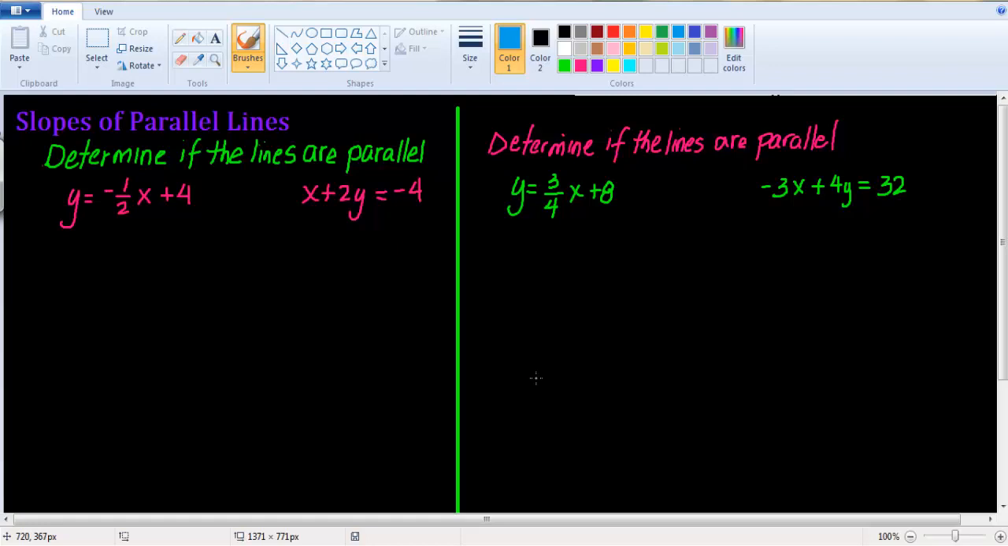This is part 2 of slopes of parallel lines. In this video, we're going to discuss 3 different examples.